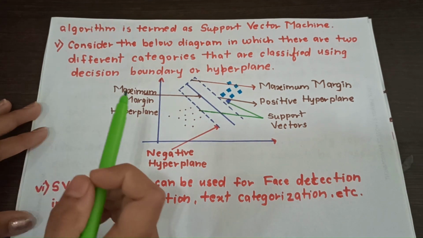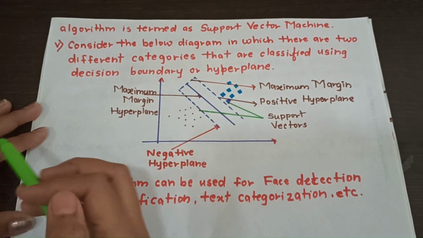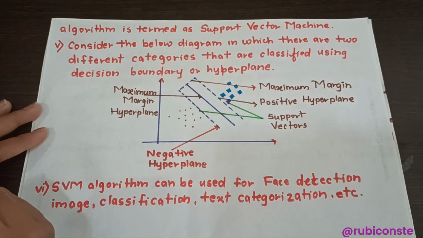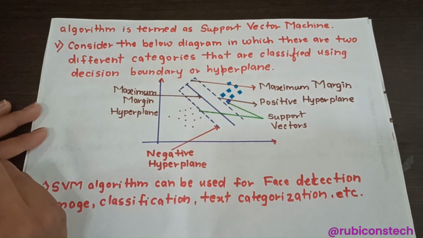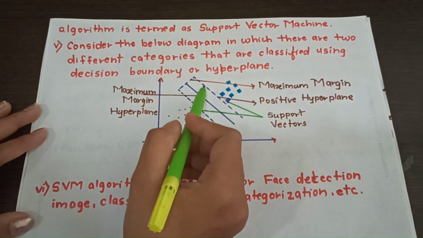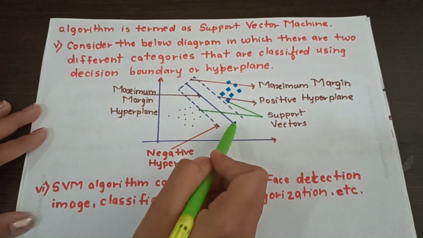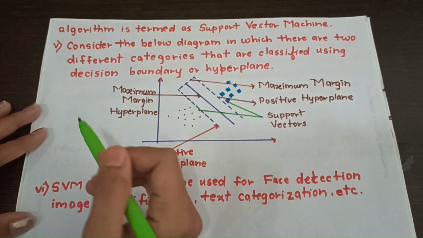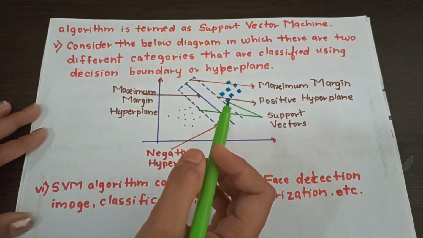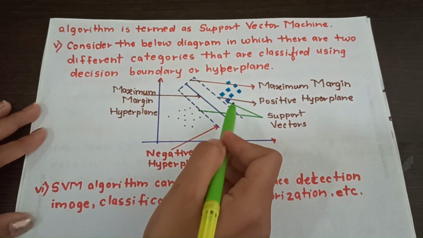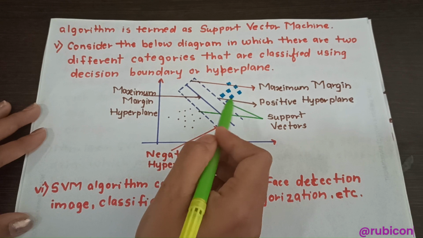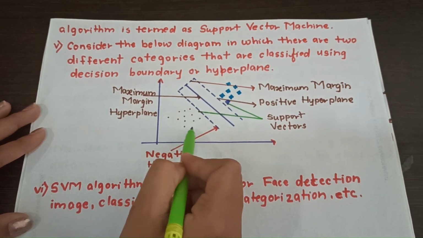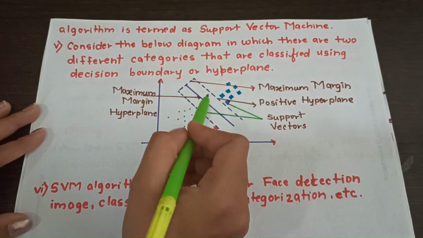Consider this diagram in which there are two categories, or two classes, that are classified using the decision boundary or the hyperplane. As we have discussed, the hyperplane is the line that segregates your data points into the categories. This line that segregates these categories of data points is called the hyperplane. These are the categories of the data points.